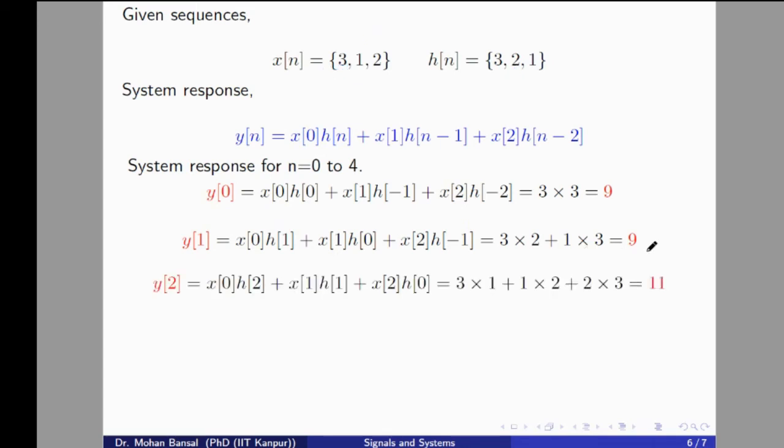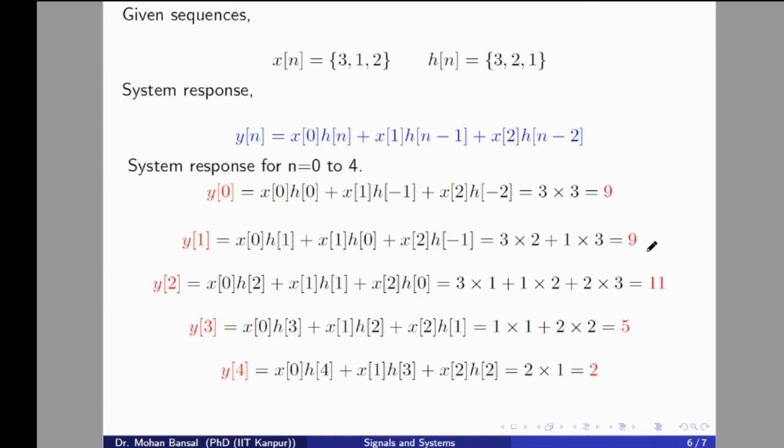We'll compute y2, y3, y4, and y5 also. So here we are getting y0, y1, y2, y3, and y4. If we compute y5, we'll get x0 h5, x1 h4, and x2 h3, and h3, h4, h5 are 0. So we'll get 0 for n equal to 5. So here we are getting y[n] is equal to 9, 9, 11, 5, and 2.